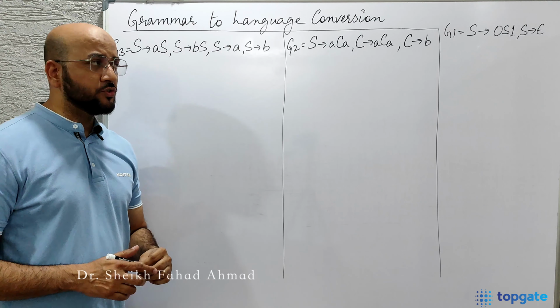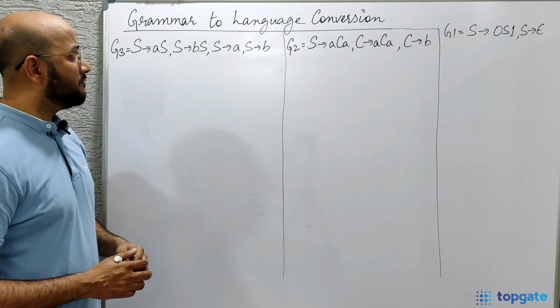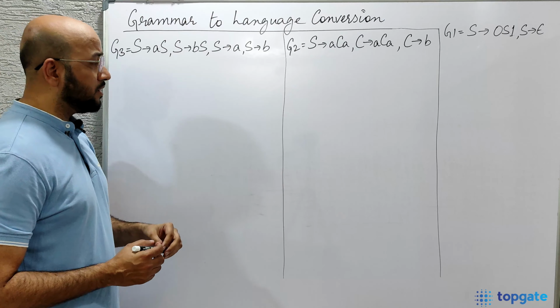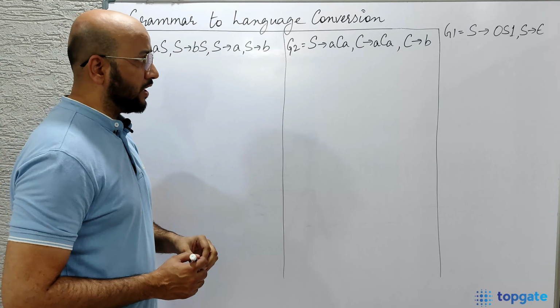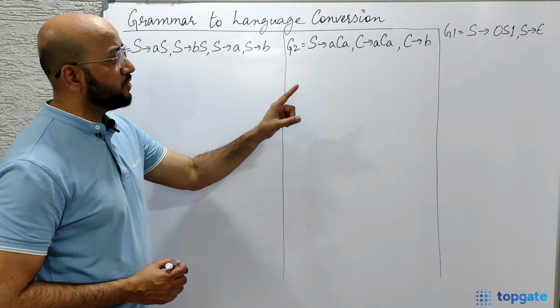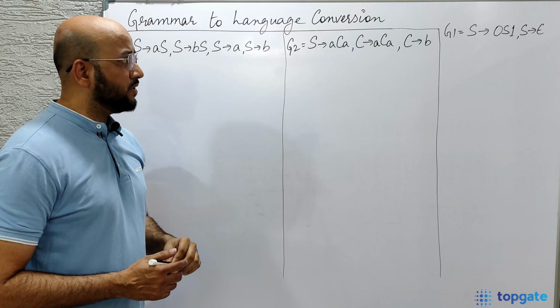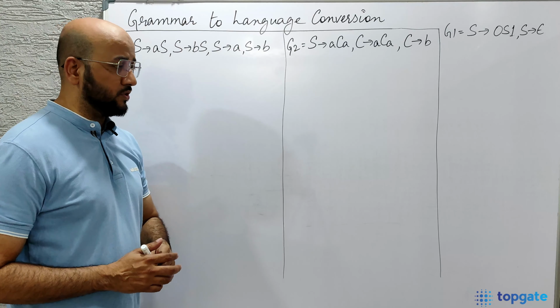In this video, we'll see the grammar to language conversion. In the previous lecture, we have already seen how to convert a language into an equivalent grammar. In this one, we'll see how to convert a grammar into the language. I'll discuss three examples. I have three grammars here, G1, G2 and G3. One by one, I'll tell you how to convert these grammars into equivalent languages.